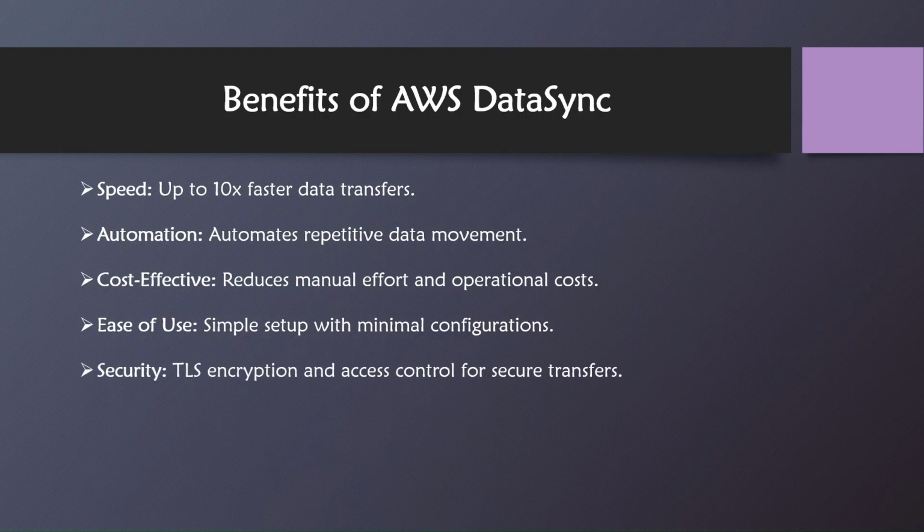Security is a top priority with AWS DataSync. Data is automatically encrypted in transit using TLS encryption, ensuring that your data is protected while being transferred. Additionally, AWS DataSync integrates with AWS Identity and Access Management to control who can access the data transfer task, providing storage access control. This ensures that only authorized users and systems can initiate or manage transfers, safeguarding sensitive data from unauthorized access during the transfer process.